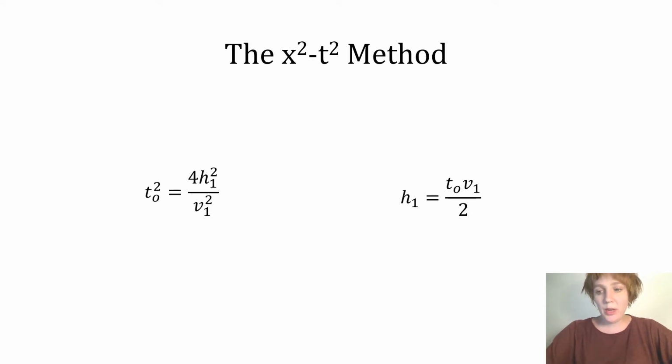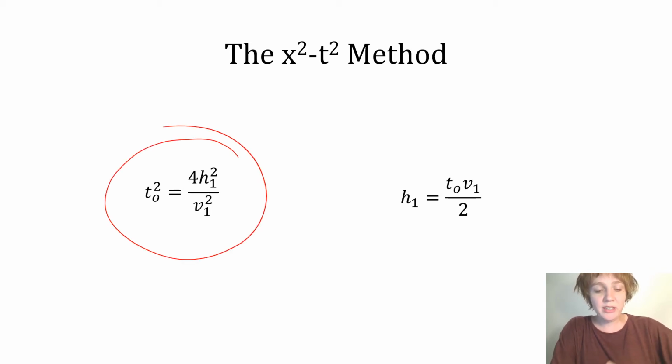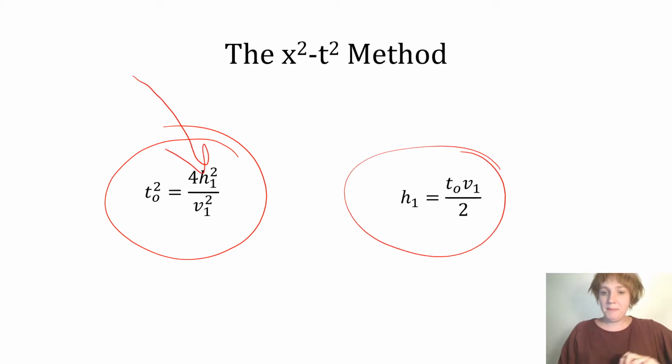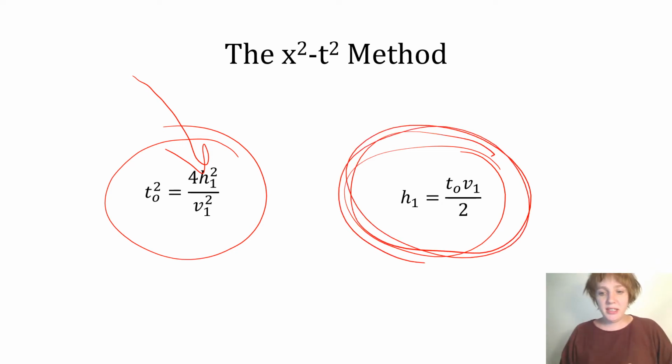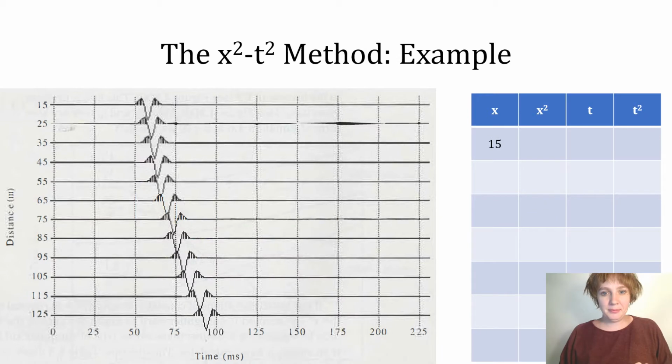Here are the equations that you'll be using to figure out the thickness of the layer. You can see over here how everything is squared because you're working with an x squared t squared plot. And then over here, we've just solved the previous equation for H1. And this is what we'll be using to determine the thicknesses of our layers.